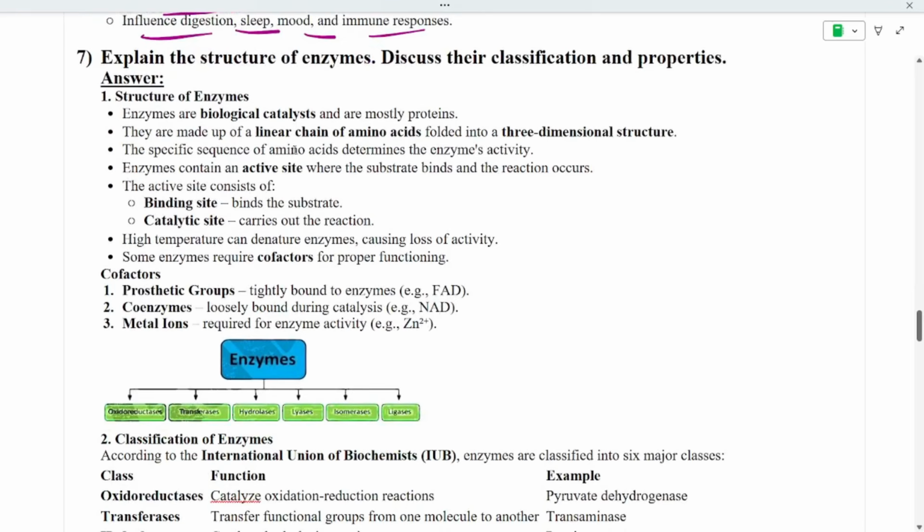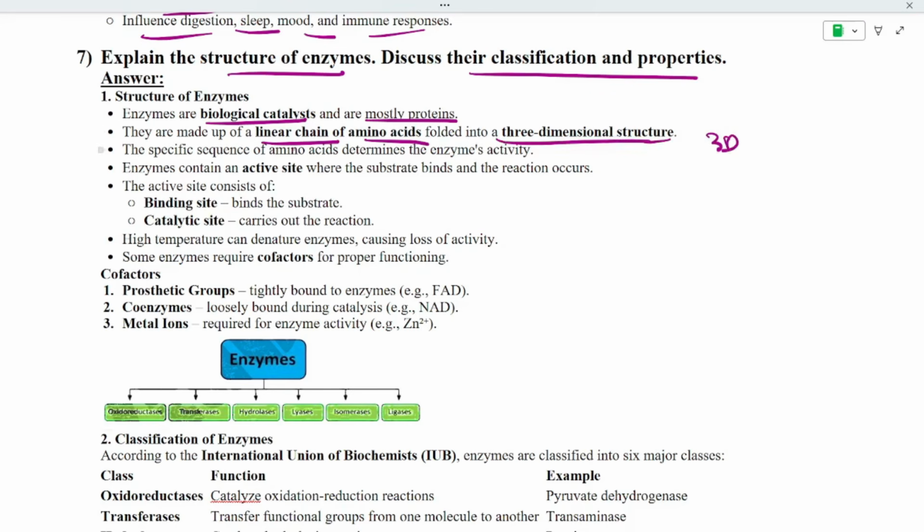Next, if you see the 7th question, it is the structure of enzymes, and discuss their classification and properties. What are enzymes? Enzymes are biological catalysts, mostly proteins. They are made of a linear chain of amino acids folded into a 3-dimensional structure, and their sequence of amino acids determines the enzyme's activity. You can see the active site here. There are two parts of the active site, binding and catalytic. Binding means it binds the substrate, and the reaction is carried out by the catalytic site. Cofactors are prosthetic groups, coenzymes and metal ions.